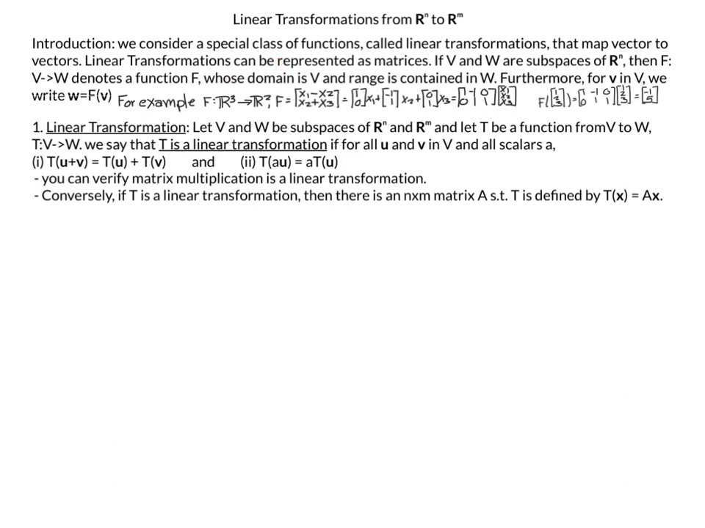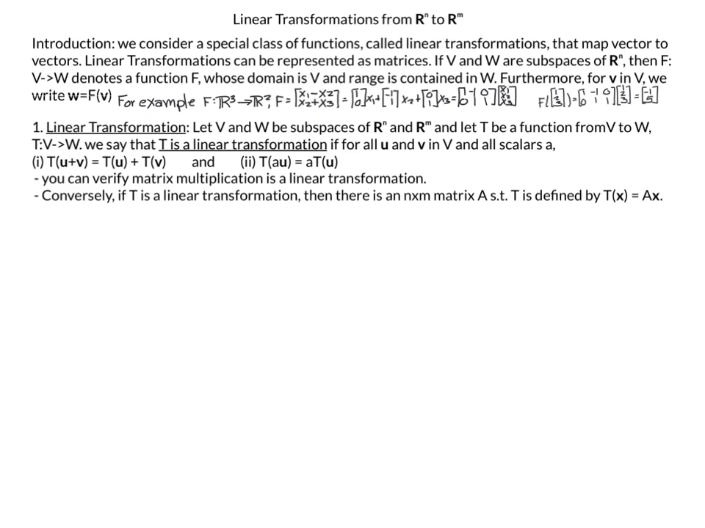Now we've looked at these transformations, we want to formally define what it is to be a linear transformation. So a transformation T is a linear transformation if it meets two conditions. The first condition is the transformation of the sum of two vectors is equal to the sum of the transformation of the two vectors. The second condition is the transformation of a scalar times a vector is equal to the scalar times the transformation of the vector.